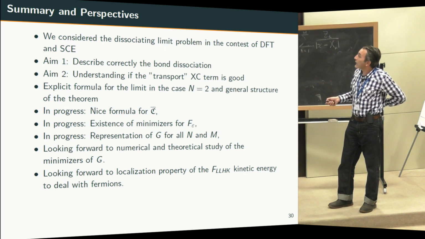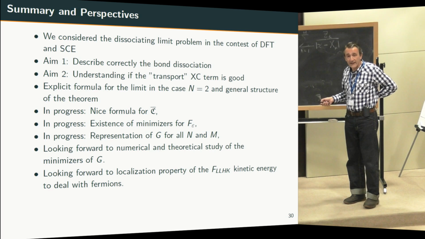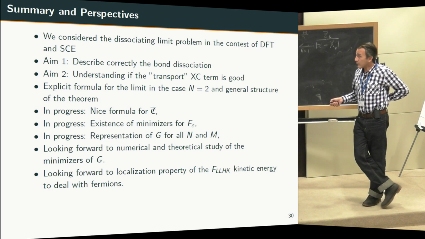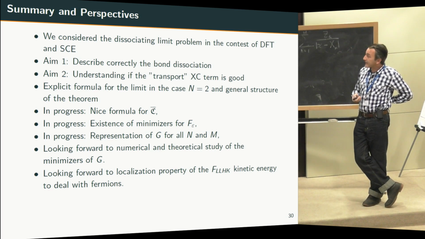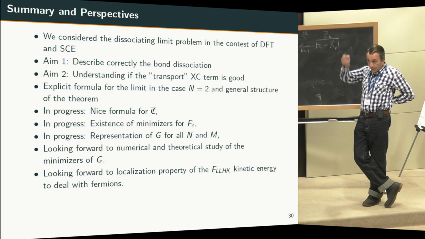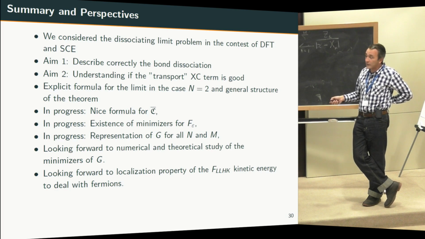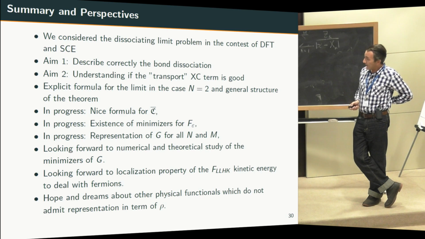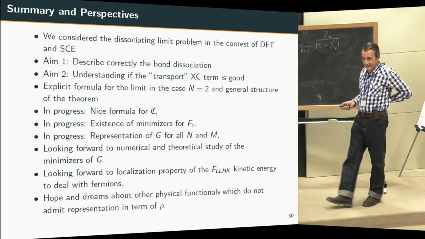And then we also look forward to finding some localization property for the Hohenberg and Kohn kinetic energy, which, as I said, is non-local, to deal with fermions. And this is related to the talk of Ugo Bindini yesterday. Understanding how psi goes to rho should help you to find a localization theorem for the non-local kinetic energy of Hohenberg and Kohn. And I have hopes and dreams about other physical functionals which don't have representations.